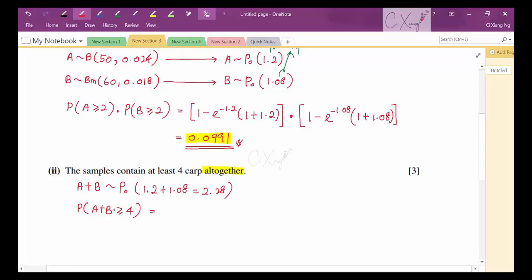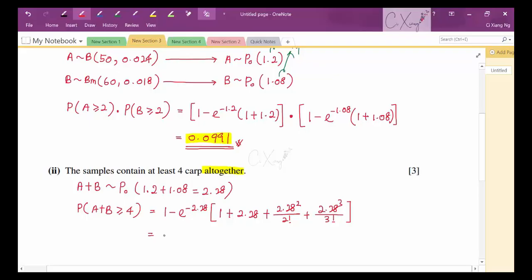To calculate the probability for greater than or equal to 4, you have to take 1 minus A plus B from 0 until 3. So it will be e negative lambda. When A plus B equals 0, the first term is always a 1. A plus B equals 1, the second term is always lambda. When A plus B equals 2, it will be 2.28 squared divided by 2 factorial. When A plus B equals 3, it will be 2.28 power 3 divided by 3 factorial. And of course, all these terms are multiplied with e negative lambda.